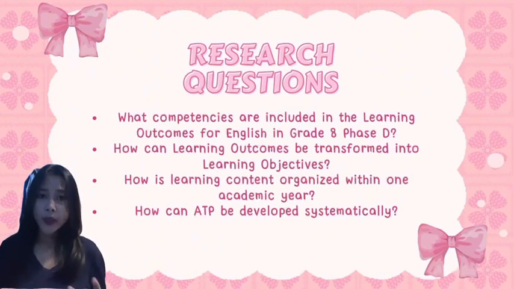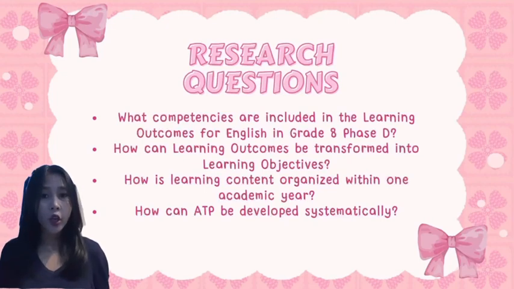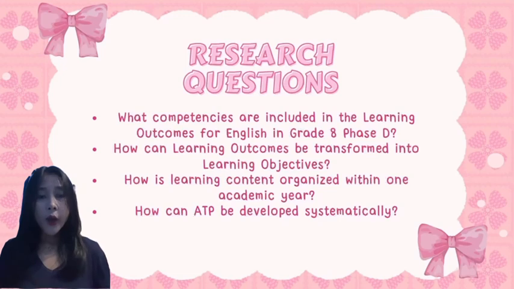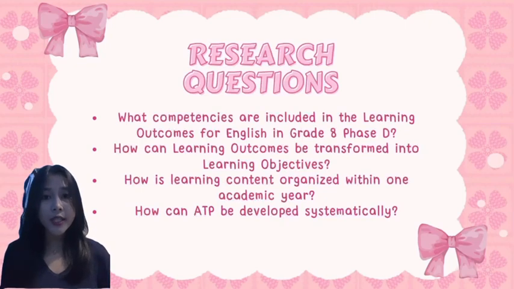First, what competencies are included in the learning outcomes for English in grade 8 Phase D? And second, how can learning outcomes be transformed into learning objective? And third, how is the learning content organized within one academic year? And fourth, how can ATP be developed systematically? These questions are important because they help us understand how curriculum goals can be applied in actual classroom teaching.